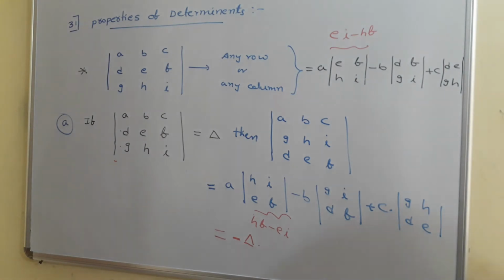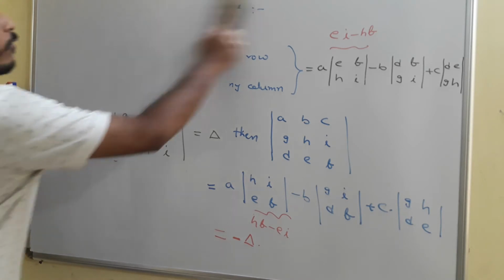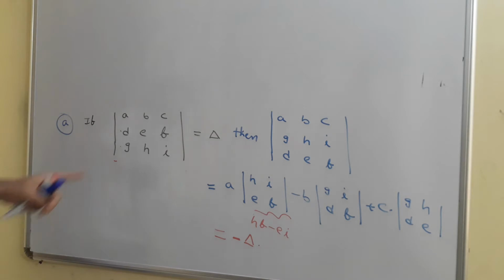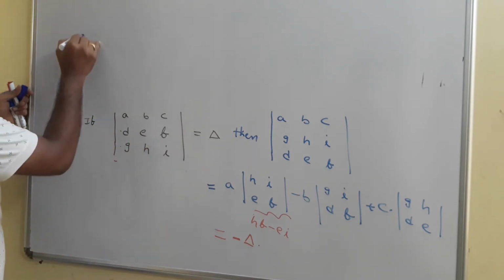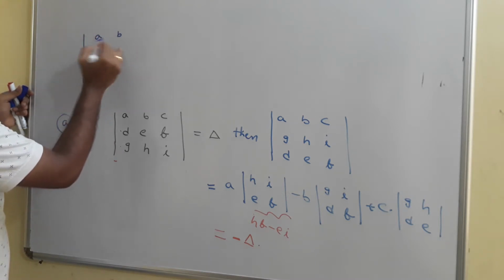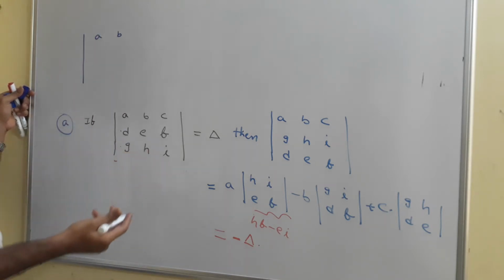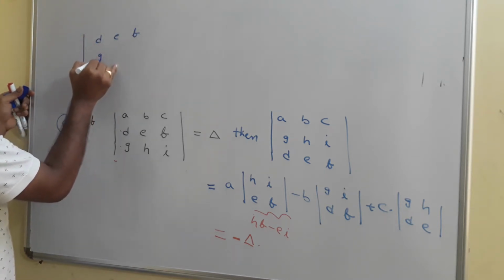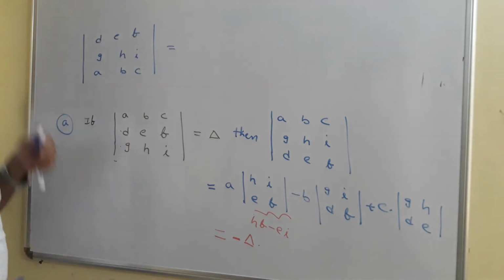I will give you some more. You may interchange any two rows or any two columns. Suppose the determinant of A, B, C, D, E, F, G, H, I is delta. I need to interchange any two rows, right? So you may take the first row as D, E, F here, G, H, I here, and A, B, C here. Then what do you say about the determinant of this matrix?